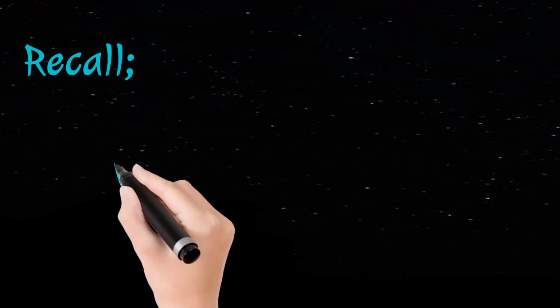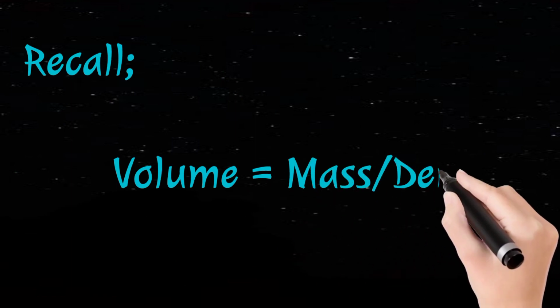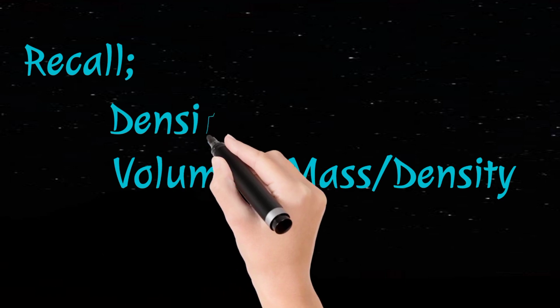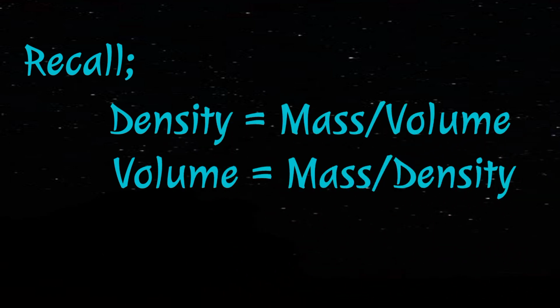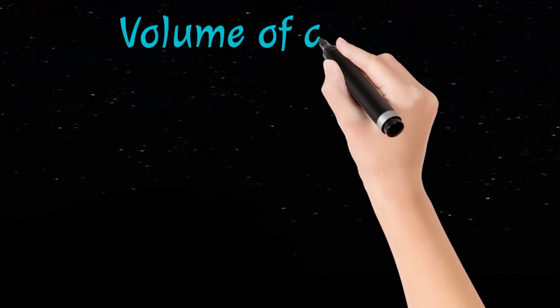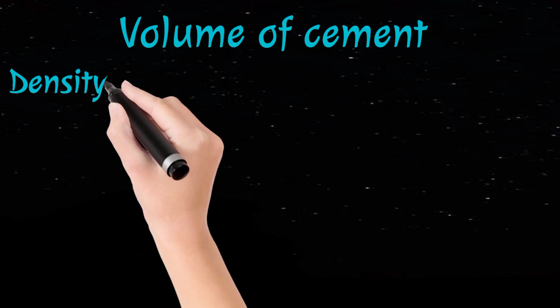From our basic physics, we know that density of a material is equal to the mass of the material divided by the volume of that material. So if we use volume as the subject of the formula, we have mass of the material divided by the density of that same material. I hope you can all recall this from our basic physics. Now we are going to take the volume of each of these materials one after the other.